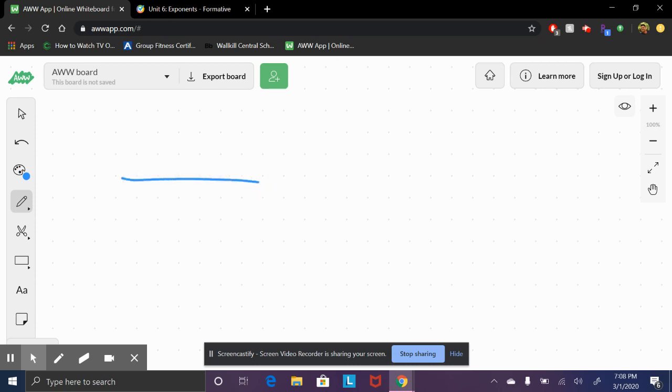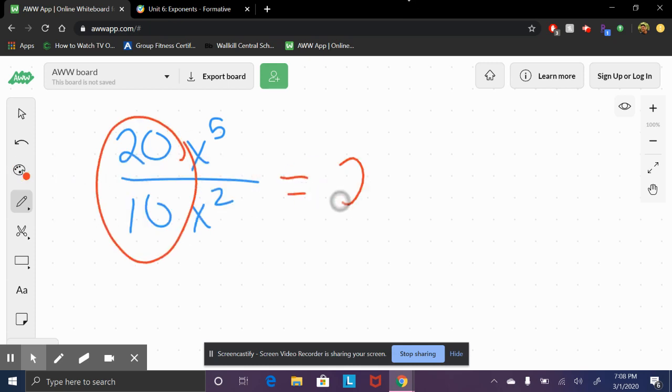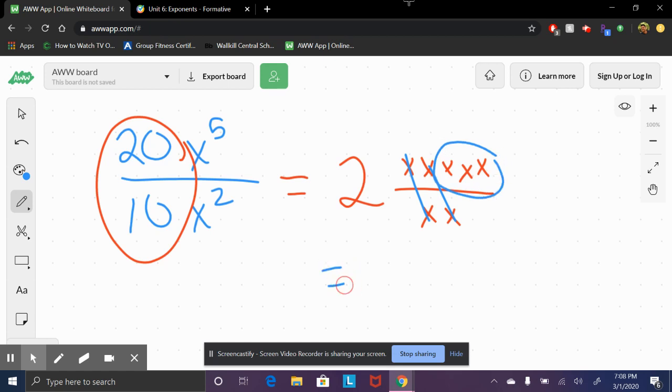Let's look at ones with coefficients and letters. Okay, so let's look at 20x to the 5th over 10x squared. Okay, so the same rules apply like how we multiply, but when we divide, we divide the numbers out in front. So 20 divided by 10 is 2. And again, we have 5 x's on top, 2 x's on the bottom. 2 of the terms cancel out. So you're left with 3 x's. So your final answer is going to be 2x to the third.